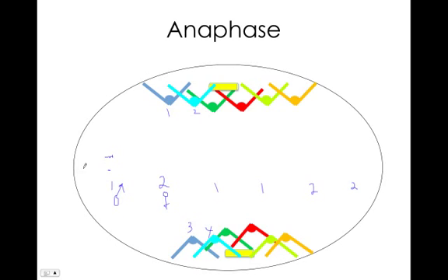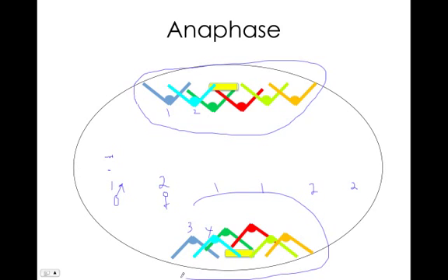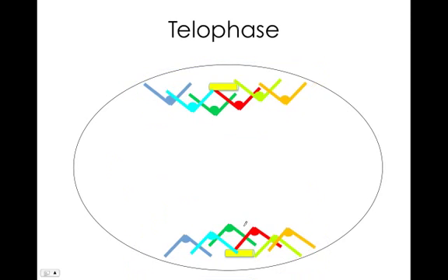What we need to do is create a division so that we isolate this set of chromosomes from this set of chromosomes. Because as you can see, if we isolate it up here, we have 1, 2 copies of the blue chromosome, 1, 2 copies of the green chromosome, and 1, 2 copies of the red chromosome, and the same thing down here. So by isolating this set of chromosomes from this set of chromosomes, we restore the diploid state to each of these 2 cells. And the process of that division is called telophase.